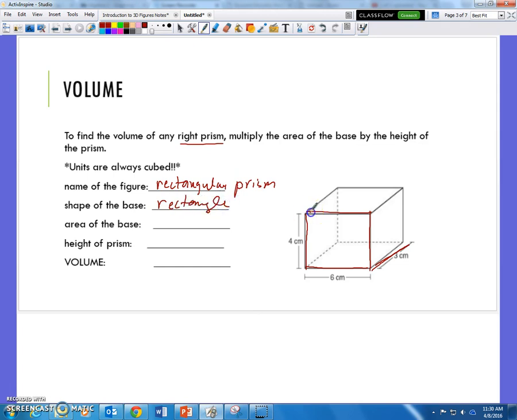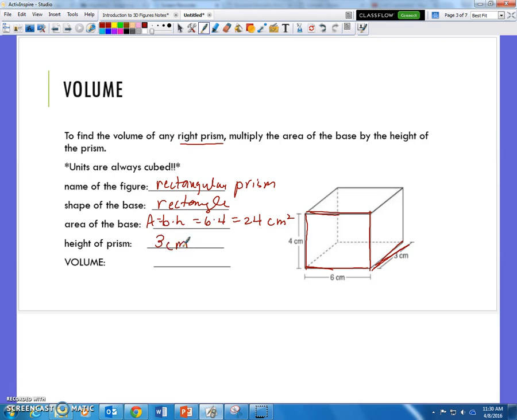The area of the base, or the area of a rectangle, is, in this case, base times height, because it's a rectangle. So we're going to take, or length times width, whatever you want to think about, 6 times 4, which equals 24. And when we're talking about area, we're talking about square units, so I'm going to say square centimeters. The height in this case is 3 centimeters.